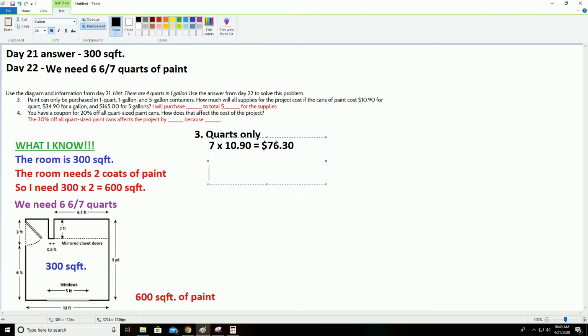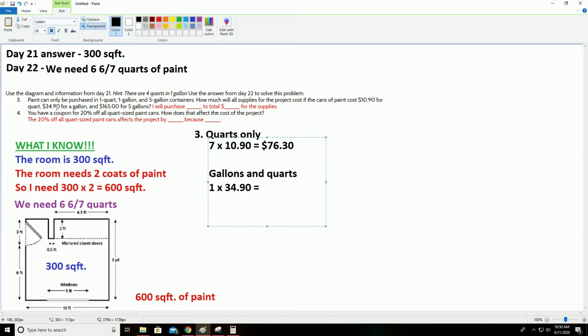All right. Now I'm going to move on to gallons. Now, here's the thing about gallons. It says that there are 4 quarts in a gallon, and we're only going to use 7 quarts. So I can only buy 1 gallon of paint, and so it'll have to be gallons and quarts. So I'm going to have really a combination of both, because if I buy 8 gallons, I'm buying way too much. So here's what I'd have to do. I would have to say 1 times the price of 1 gallon, which is $34.90.